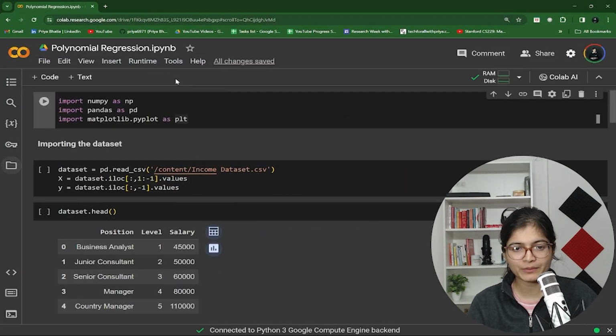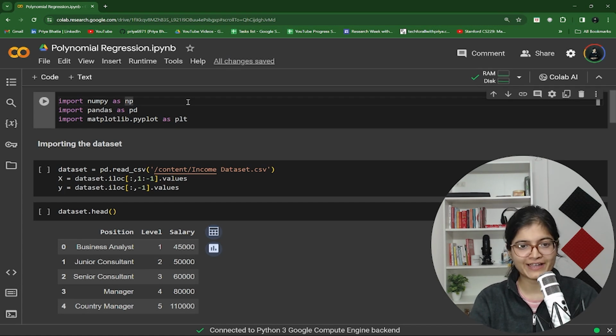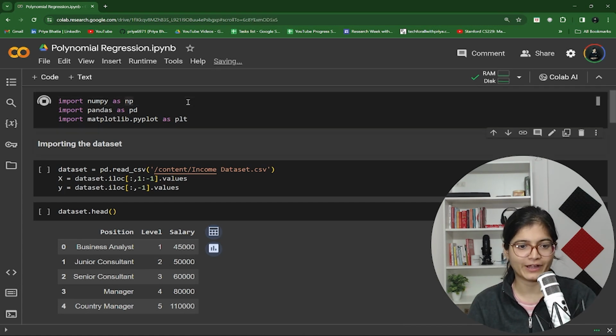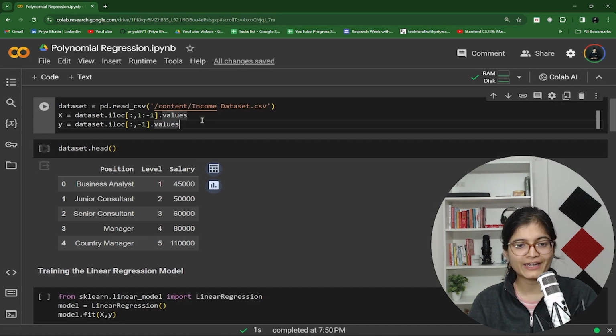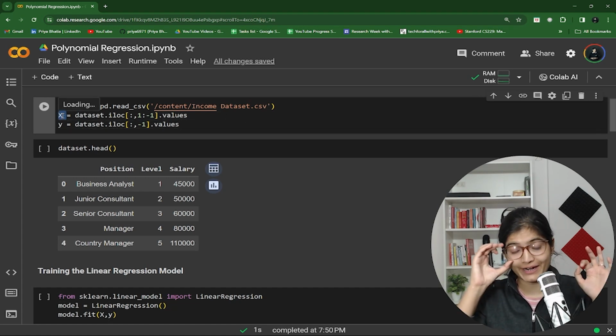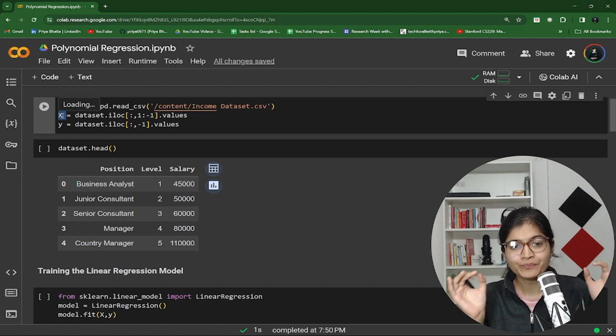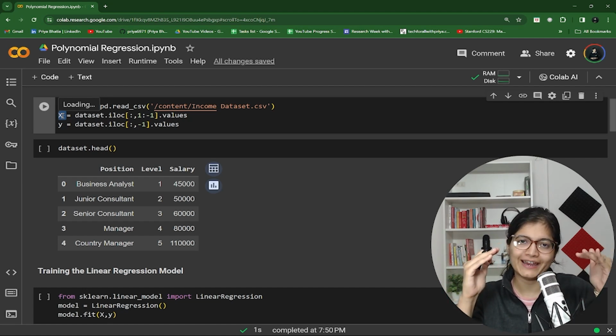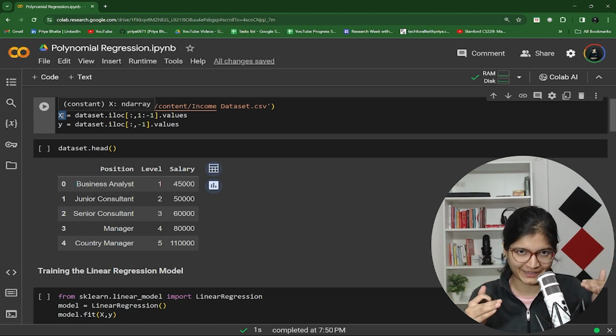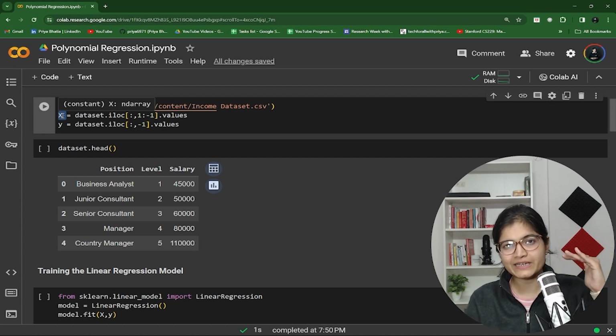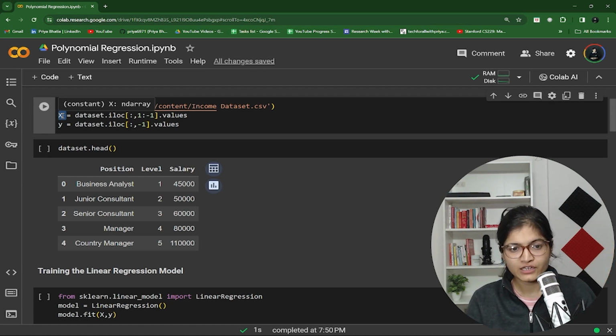Now here, let me first import the packages which are required. Once this is done, we will load the data, income dataset.csv. Now what I have done is, I have just tried to show you the polynomial regression, okay? That's why I have tried to separate my independent and dependent features. So x is the independent feature. Before showing this also, let me do one thing.